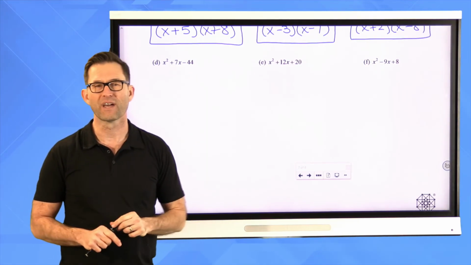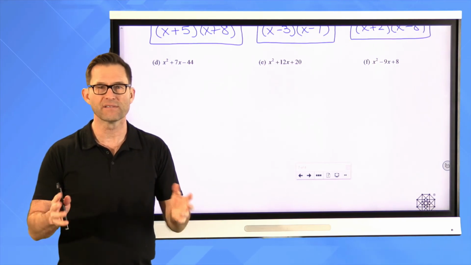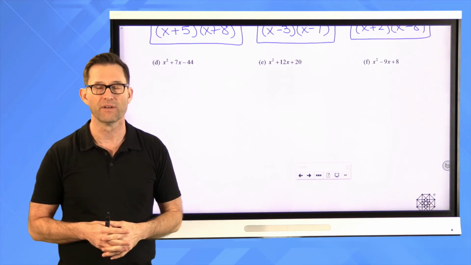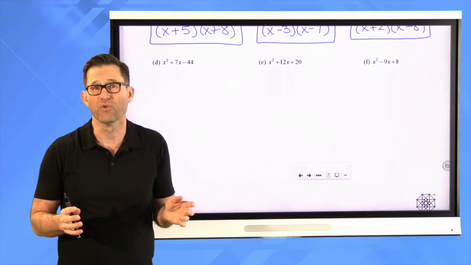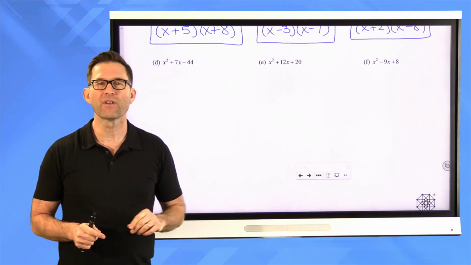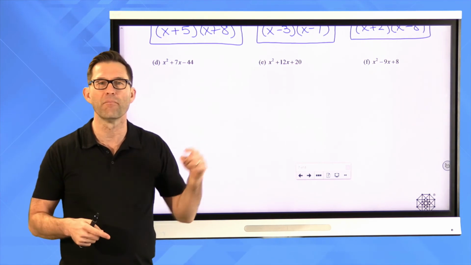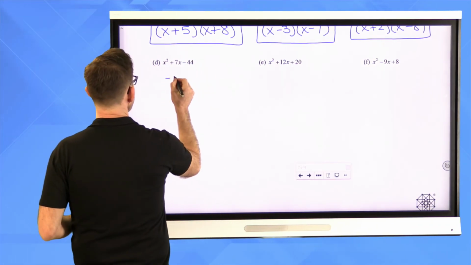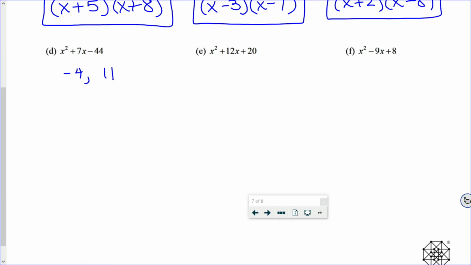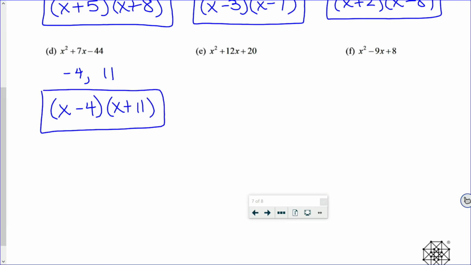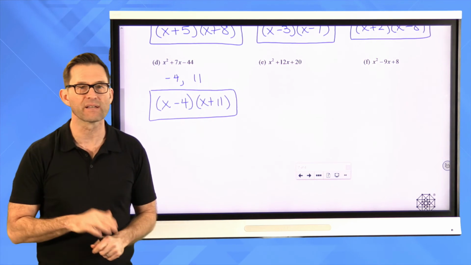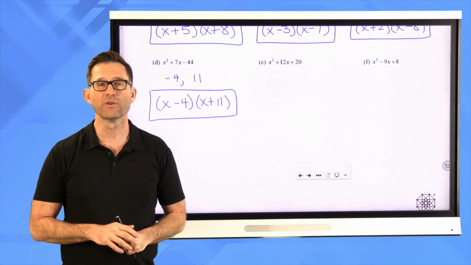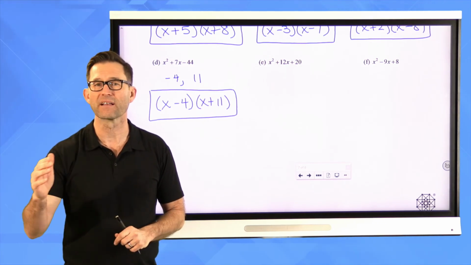Well, 44 is kind of nice, because when you look at it, instantly you're probably thinking 4 times 11, maybe 2 times 22, right? But 4 times 11 I like, because 4 and 11 can combine to be 7 through subtraction. So I'm thinking negative 4, positive 11, which will give me x minus 4 and x plus 11. Again, if you wrote down x plus 11 times x minus 4, you're golden. Just make sure you don't have x plus 4 and x minus 11. That would be wrong.